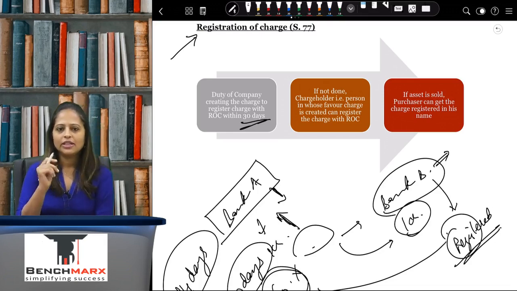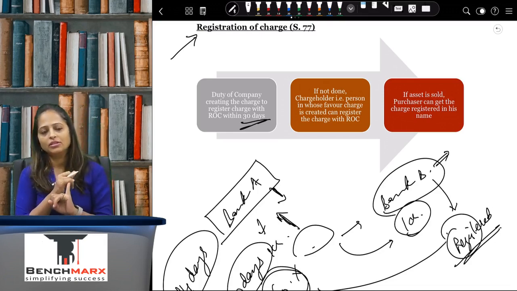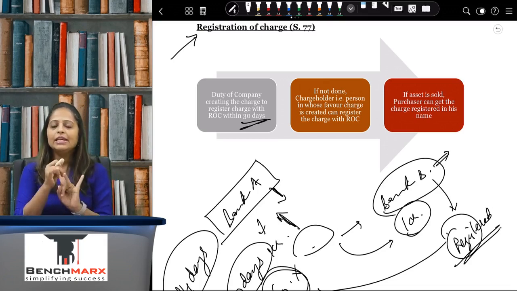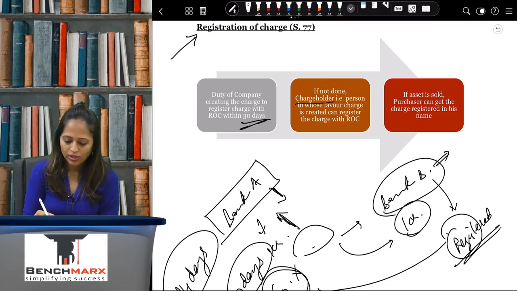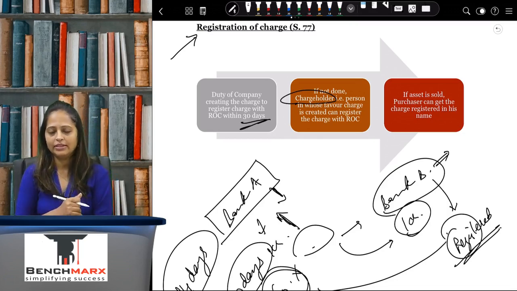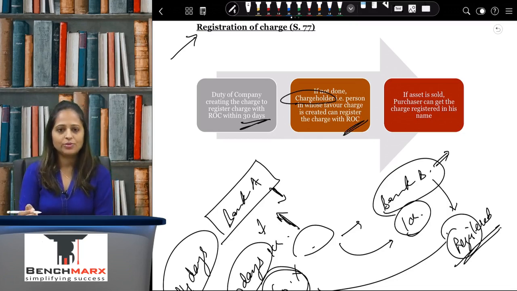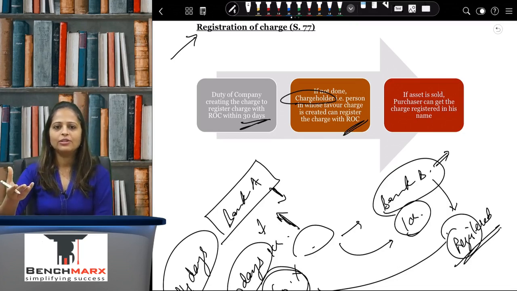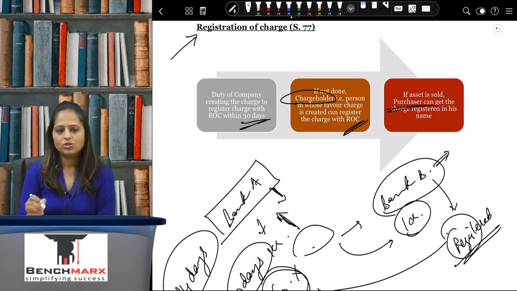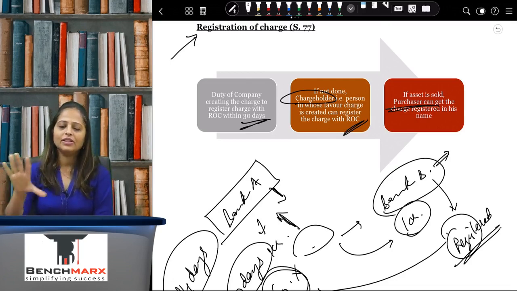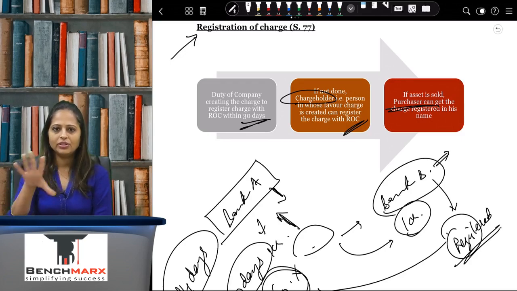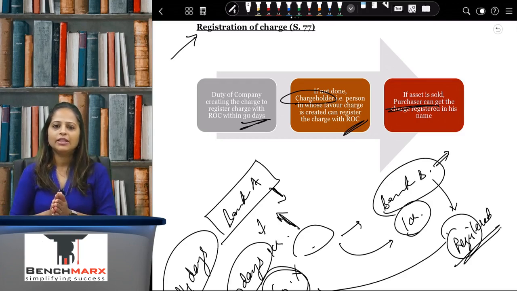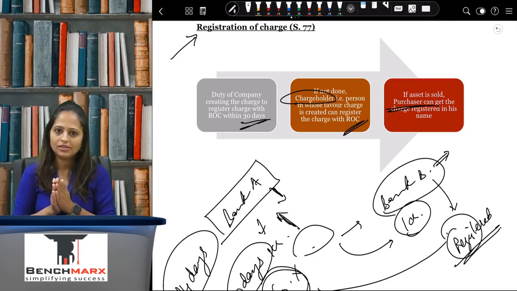So in registration of charges, Section 77, what is important? You have to intimate the ROC within a period of 30 days. If the company does not intimate, then the charge holder, the person in whose favor the charge has been created, can register the charge with the ROC. And if at any future point of time there is a sale of the asset, the purchaser also has an option to register the charge. So in this case, everyone can register the charge. Whoever is dealing in that particular transaction, the person giving the loan, the person creating the charge, everyone can register the charge. Even after that, if you don't register, then you don't get the benefits of registration of charge.